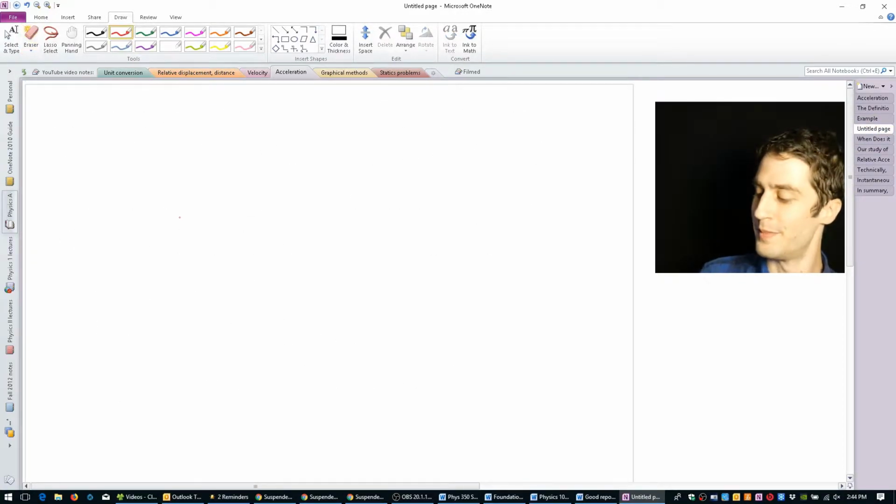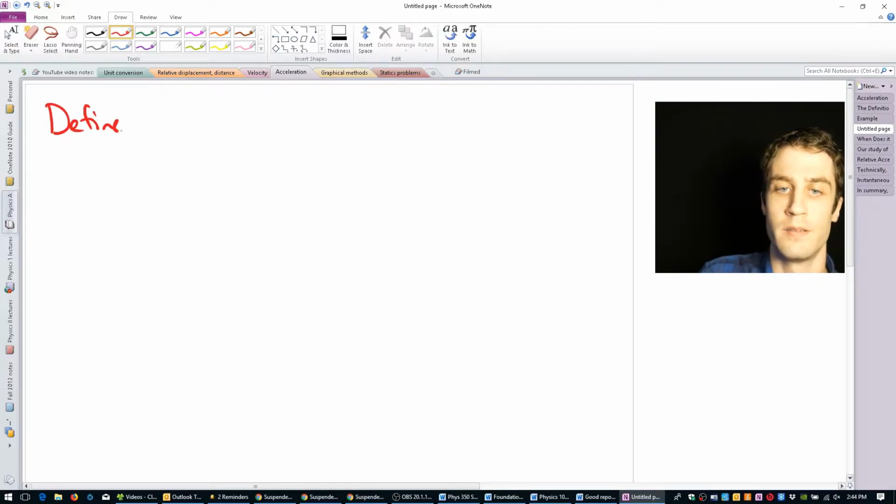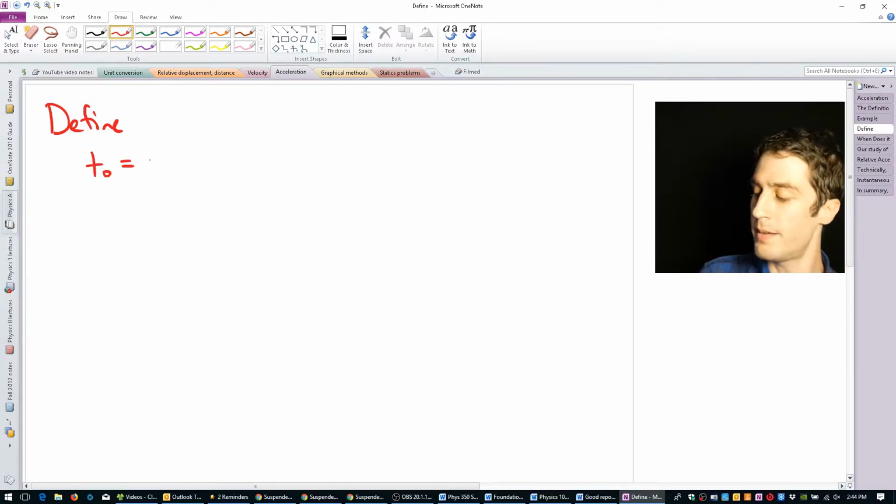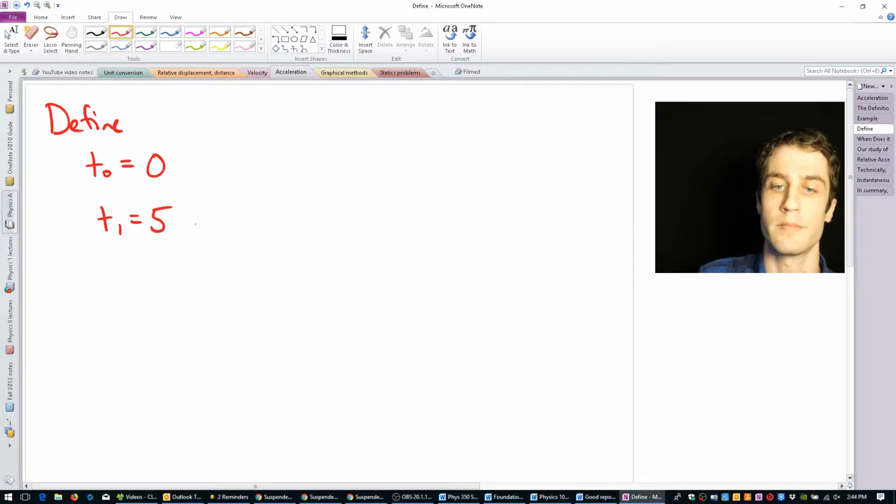But here we go. We'll define t0, the initial time, is 0 seconds, or 0. We don't need to write units on that. t1, the first time in question, is 5 seconds. And t2, the second time that we're interested in, is 12 seconds.